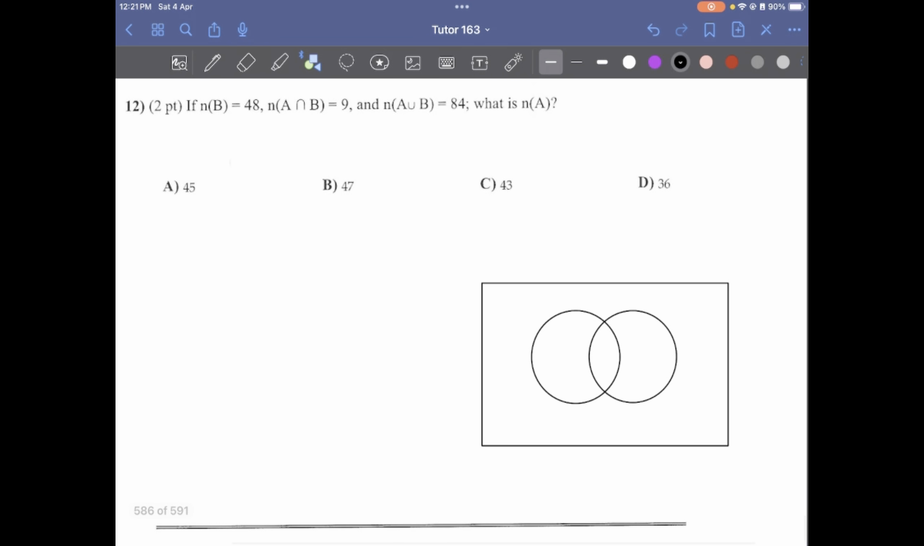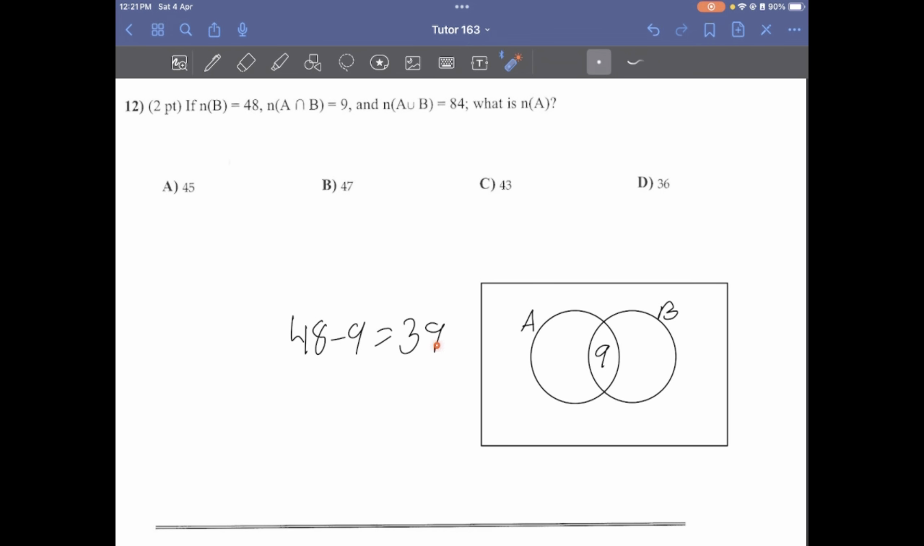Right? So now, they told us that the number of elements in A intersection B is 9. So let me label it first. So 9 is right here, right? And then the number of elements in B is 48. So I'm going to subtract that 9 from 48. And that would give me 39. So I know that the total number of elements in B alone, so in B alone, there's 39. And you see when you add 39 plus 9, that should give you 48. That's the total number in B as a whole.